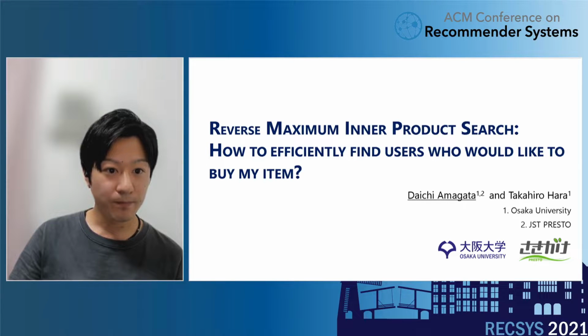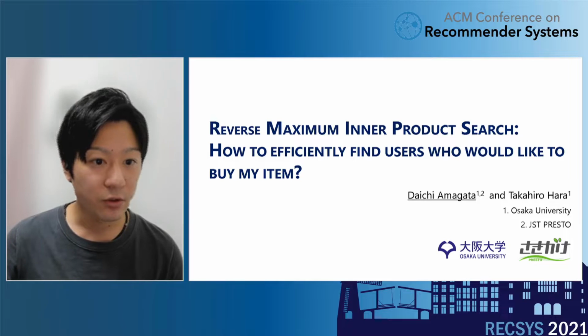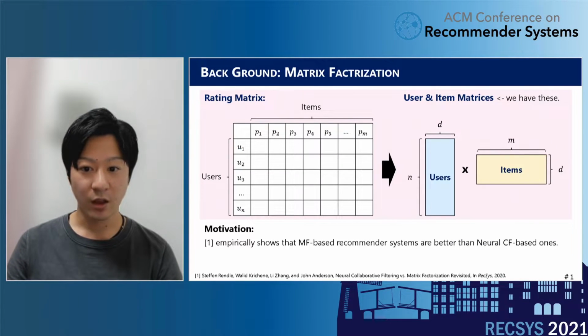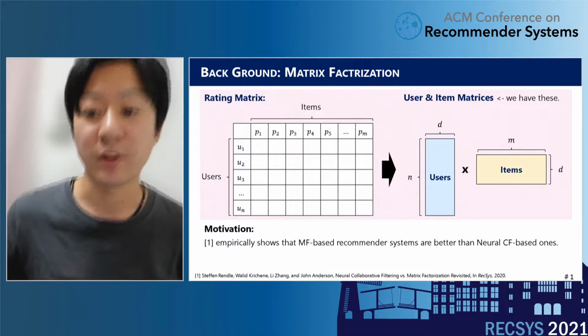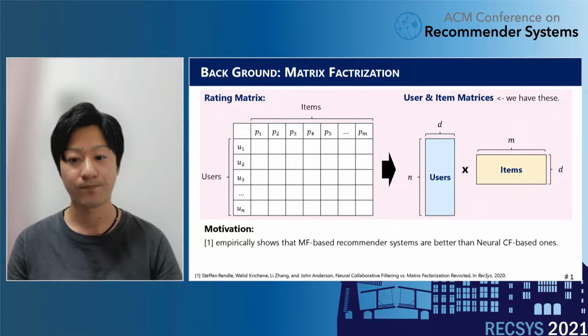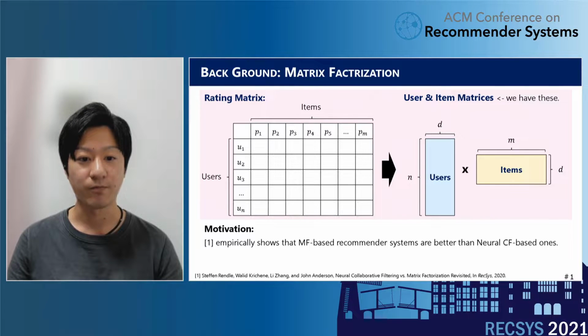Hi, everyone. I'm Daichi Amagata from Osaka University, Japan. I'd like to introduce reverse maximum inner product search. In this study, we assume a recommender system based on matrix factorization, MF. So we have a vector for each user and item. Actually, in the previous RecSys conference, MF showed better performance than neural net-based recommender systems. This motivates our assumption.